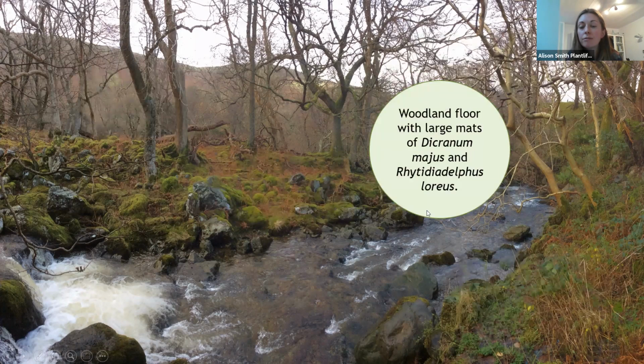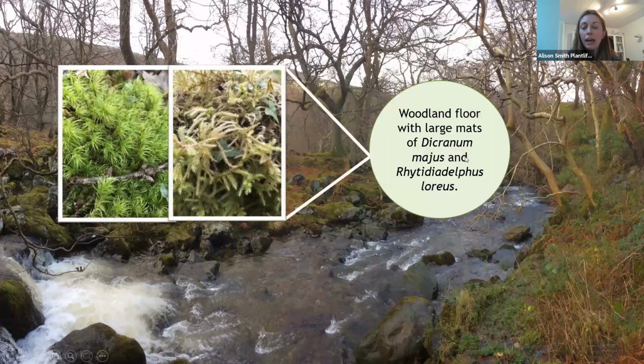So, things to look out for and indicator species. A really good sign in the temperate rainforest is having a woodland floor that has large mats of these two species here. We've got Dicranum majus, the greater fork moss, which is this lovely bushy species. It's quite upright, single stems usually, which arch over, and the leaves curve really strongly. The leaves are described as being scimitar shaped, like a curved sword, with these really long tapering tips.